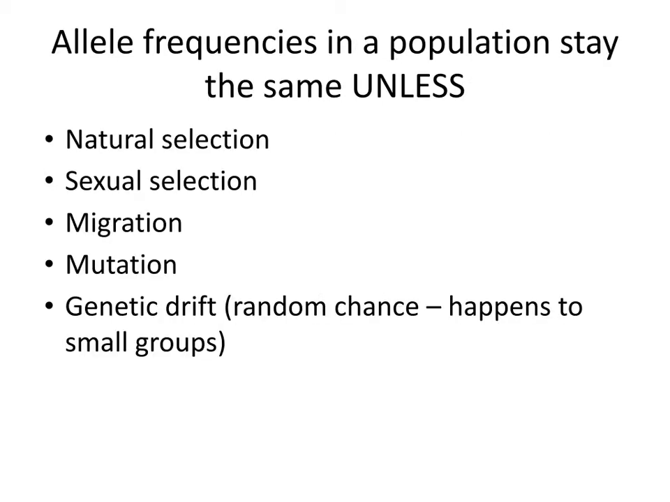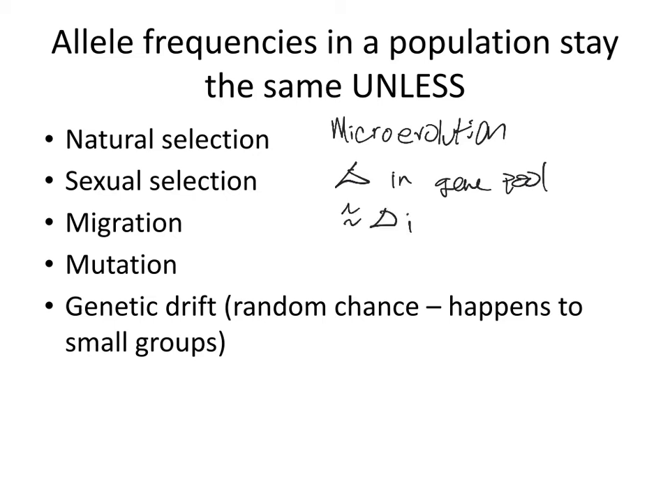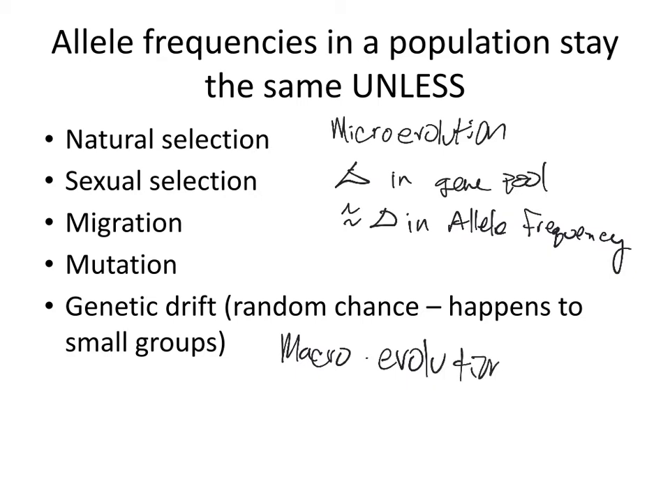Okay, so I asked this in the activity that we did, but it's the difference between microevolution, which is change in gene pool, which is the same as change, that's delta, in allele frequency, and macroevolution, which for our purposes is the creation of new species. Okay, so how do we move from microevolution to macroevolution?